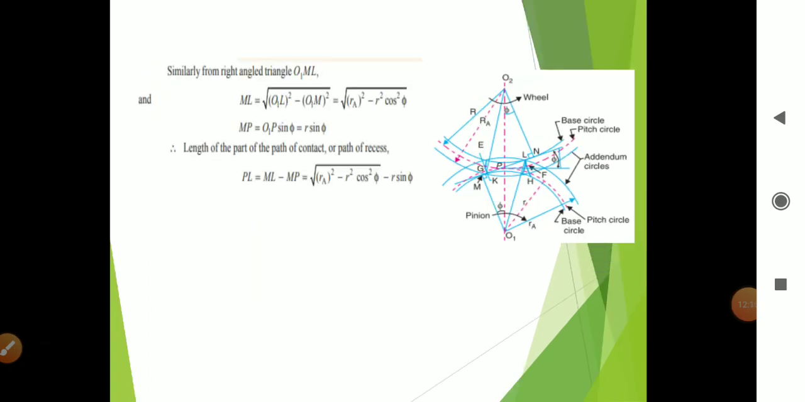This is the path of approach. Okay, now we are going to see the path of recess. Similarly, from right angle triangle O1ML, see here.